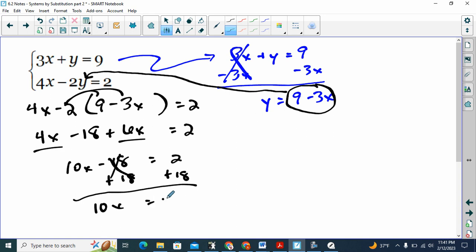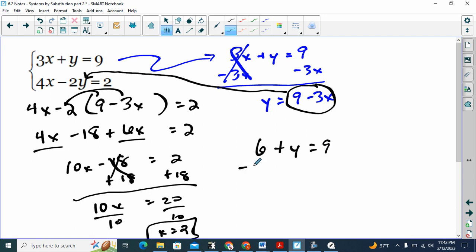Divide by 10. And I know I'm flying through this. We've done this part a bunch. This is the new stuff up here, in blue. Once we get x equals 2, you go back to any equation and plug in 2 for x. 3 times 2 plus y equals 9. I get y equals 3.